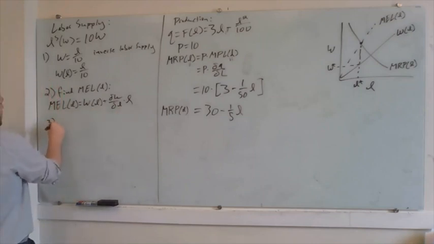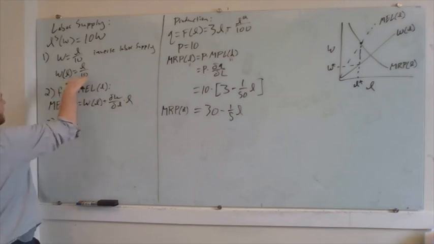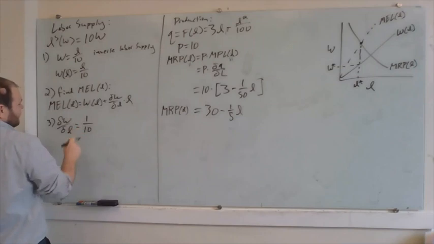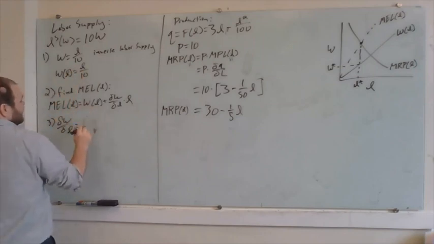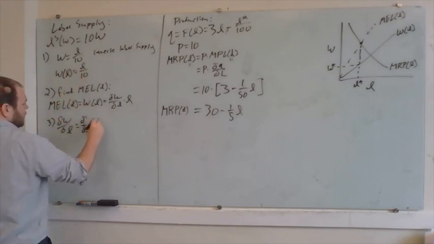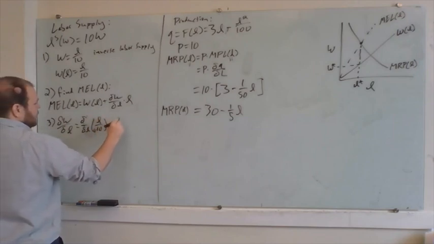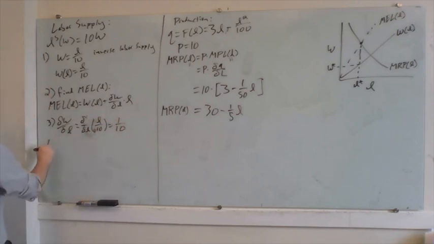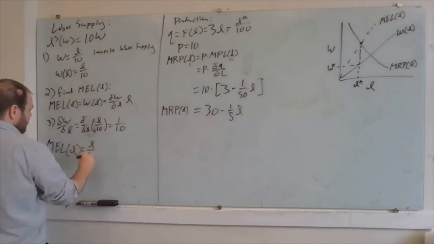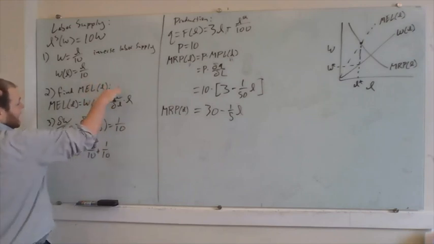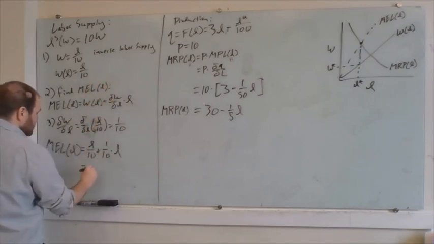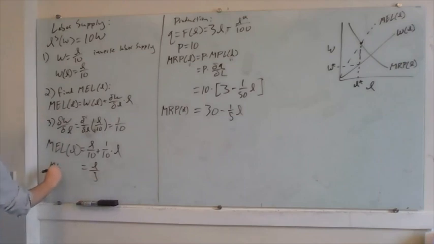So what's dW dL? Well, if W of L is L over 10, it's just going to be 1 over 10, right? The derivative of L over 10 with respect to L. Lovely. So our MEL is just going to be L over 10 plus 1/10 times L, right? Which is going to be L over 5. Lovely. Okay, so now we've got a marginal expense of labor given by L over 5.